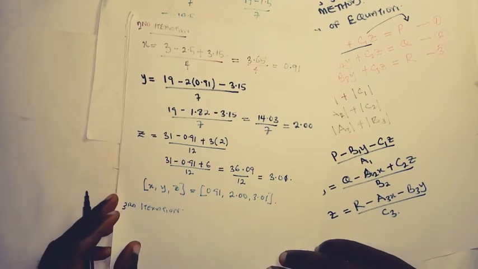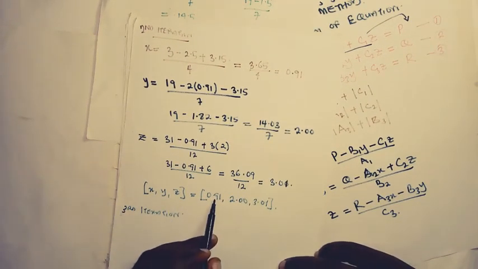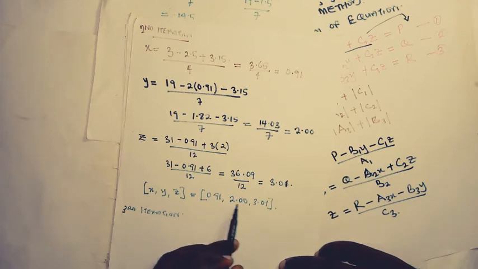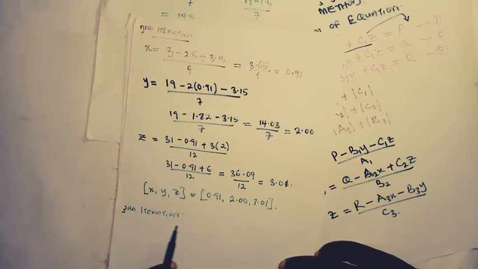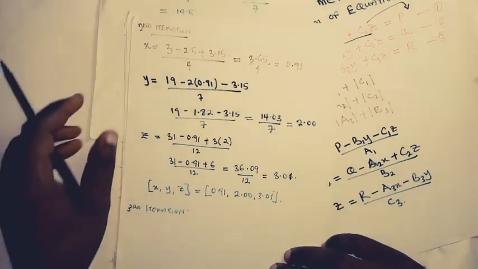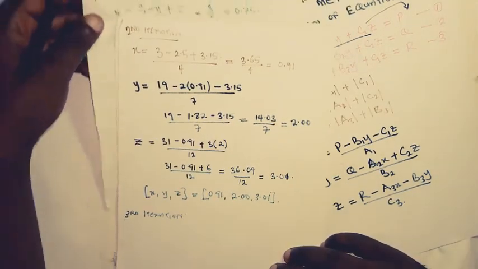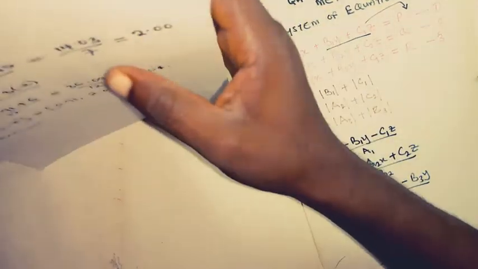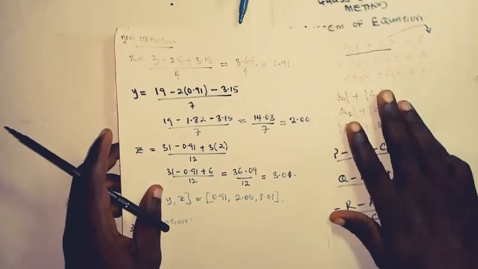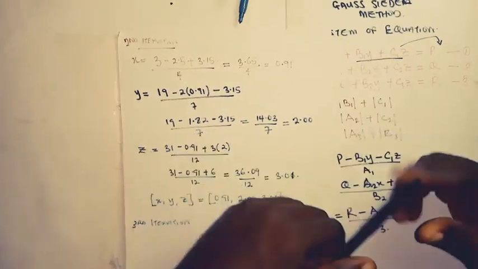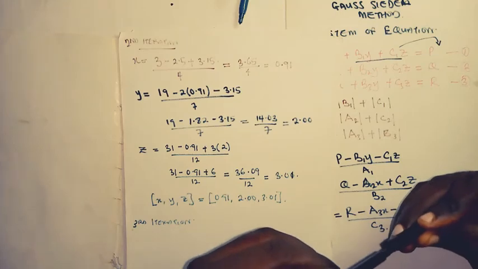The third iteration. Now notice this is 0.91, 2.0, and 3.01. So we're going to check by the third iteration. If this value remains the same, then we will say we have reached the point of convergence.